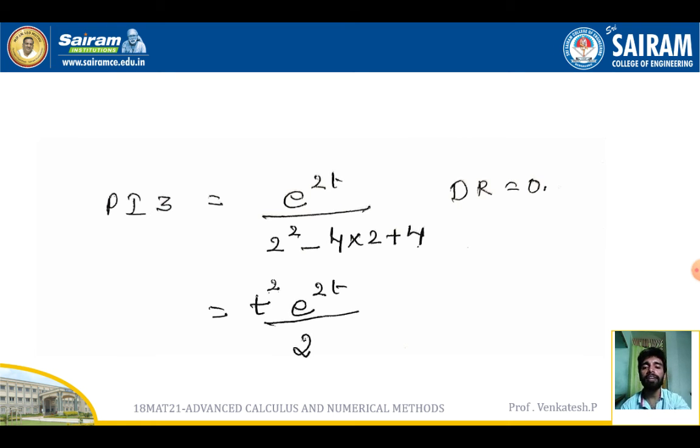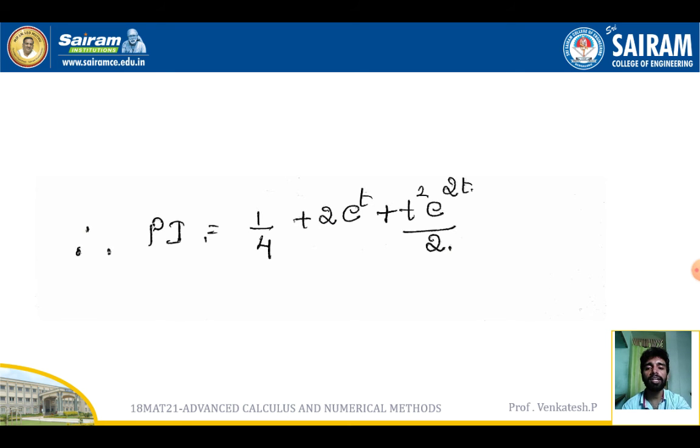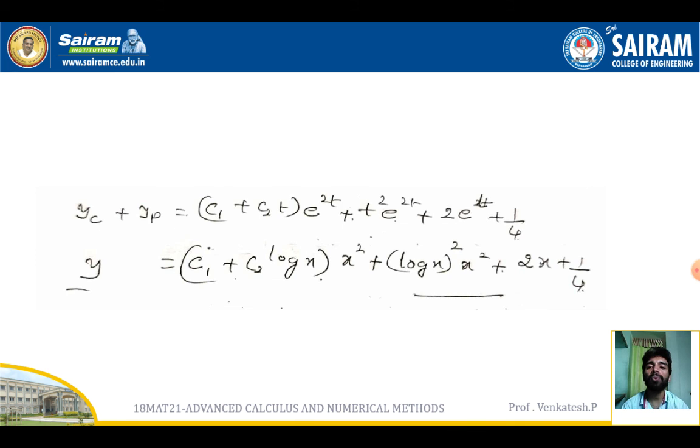So all PI1, PI2, PI3 I got. I am going to combine all these PIs together. PI is equal to PI1 plus PI2 plus PI3. I will get a solution like 1 by 4 plus 2 e power t plus t square e power 2t by 2. So once we got the particular integral yp, we can combine yc and yp. So the final solution will be y is equal to c1 plus c2 t, e power 2t, plus t square e power 2t by 2, plus 2 e power t plus 1 by 4.